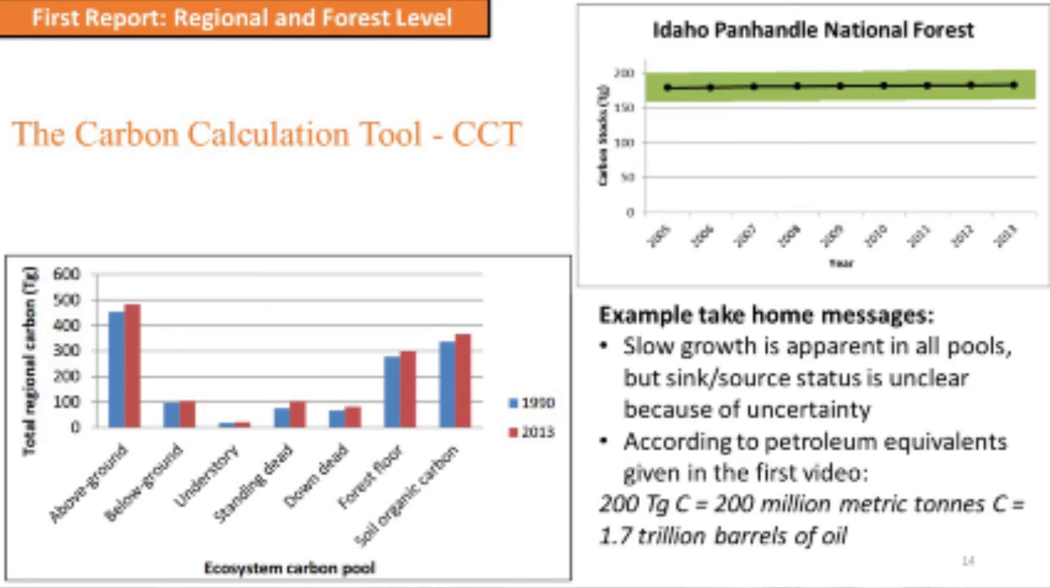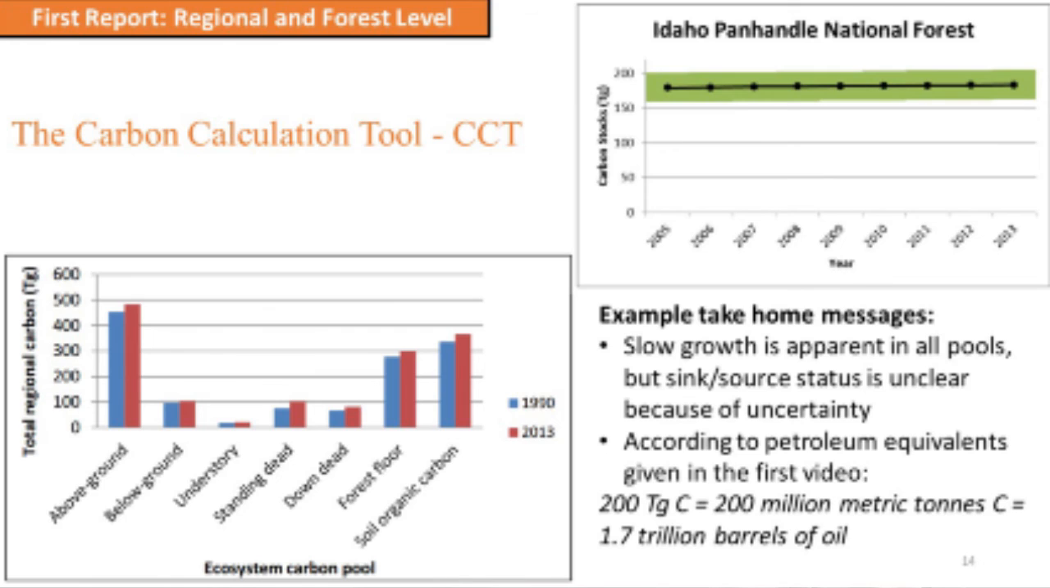I said that FIA and CCT really lend themselves to good uncertainty estimates, and what you're seeing here is the standard error presented around each of the stock estimates over time. So, take-home message from this forest, for instance, you might observe that slow growth is apparent in all pools. But the sink-source status, if you look at that line, is trending a little bit upward, but given the uncertainty estimates, I wouldn't bet my life on it. So, if anything, you could say that it's neither a strong sink nor source.